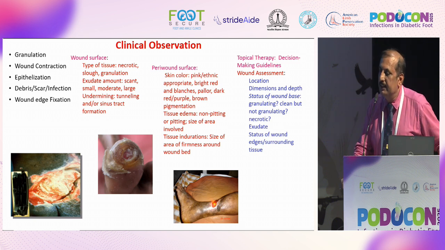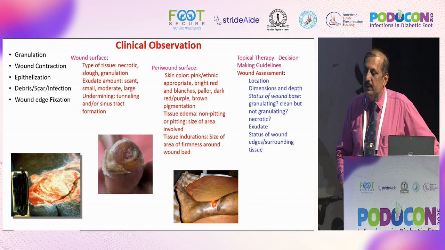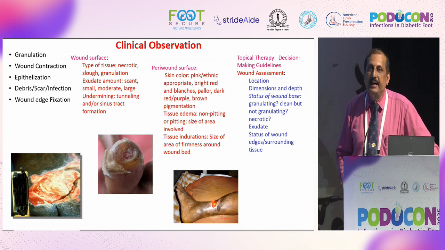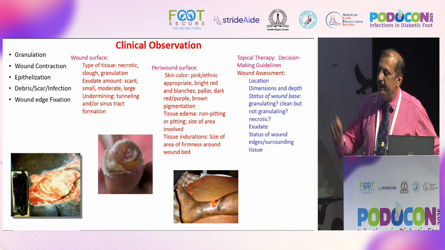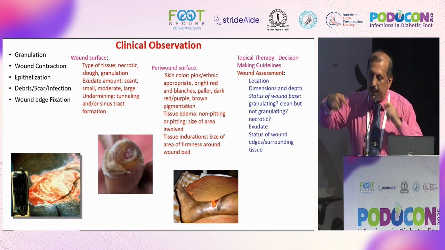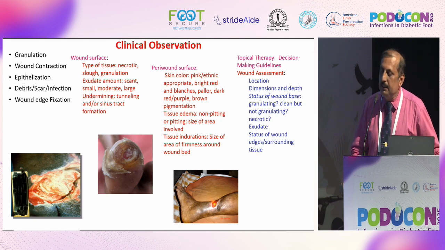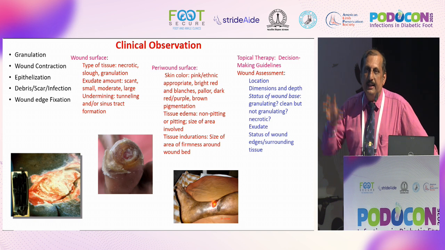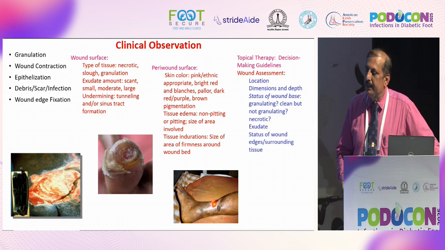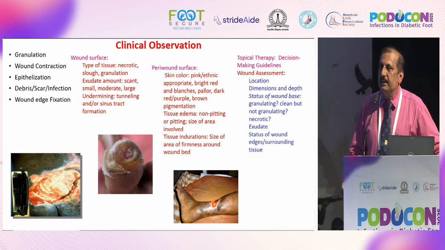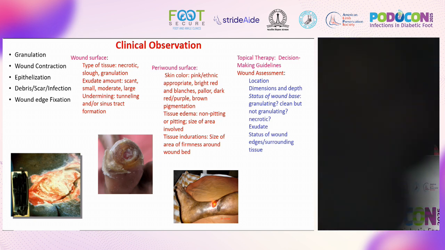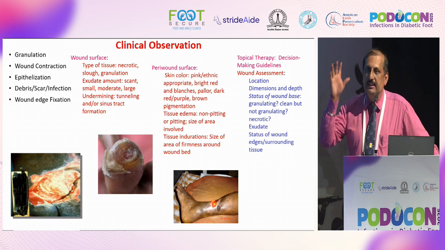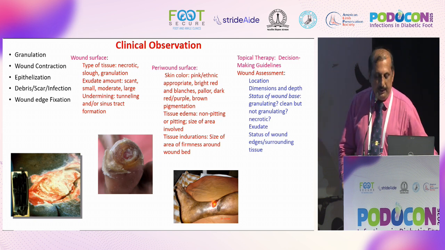Then the next important thing is looking at the peri-wound surface area, focusing on the skin color and, most importantly, whether there is any type of tissue edema, non-pitting or pitting, around the wound surface. Then the next important thing is where exactly the wound is. The location of the wound is very, very important, and so are the dimension and the depth, because of the location, especially on the plantar surface of the foot. When we are focusing on neuropathic ulcers or other types of ulcers, an offloading strategy is very, very essential along with all other lines of management.